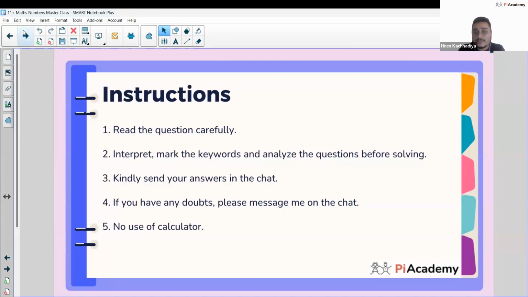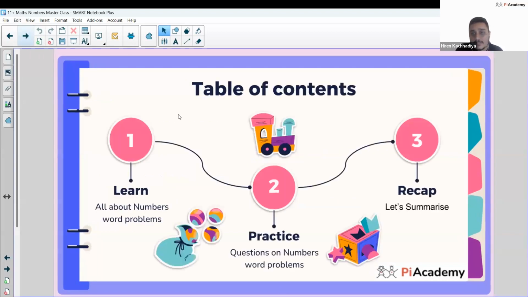Before I start, these are some instructions for all of you. Read the question carefully, interpret and mark the keywords, and analyze the question before solving, and kindly send your answer in the chat. If you have any doubt, please message me on chat. And no use of calculator, because in 11 plus the calculator is not allowed during the exam. So let's get started here.